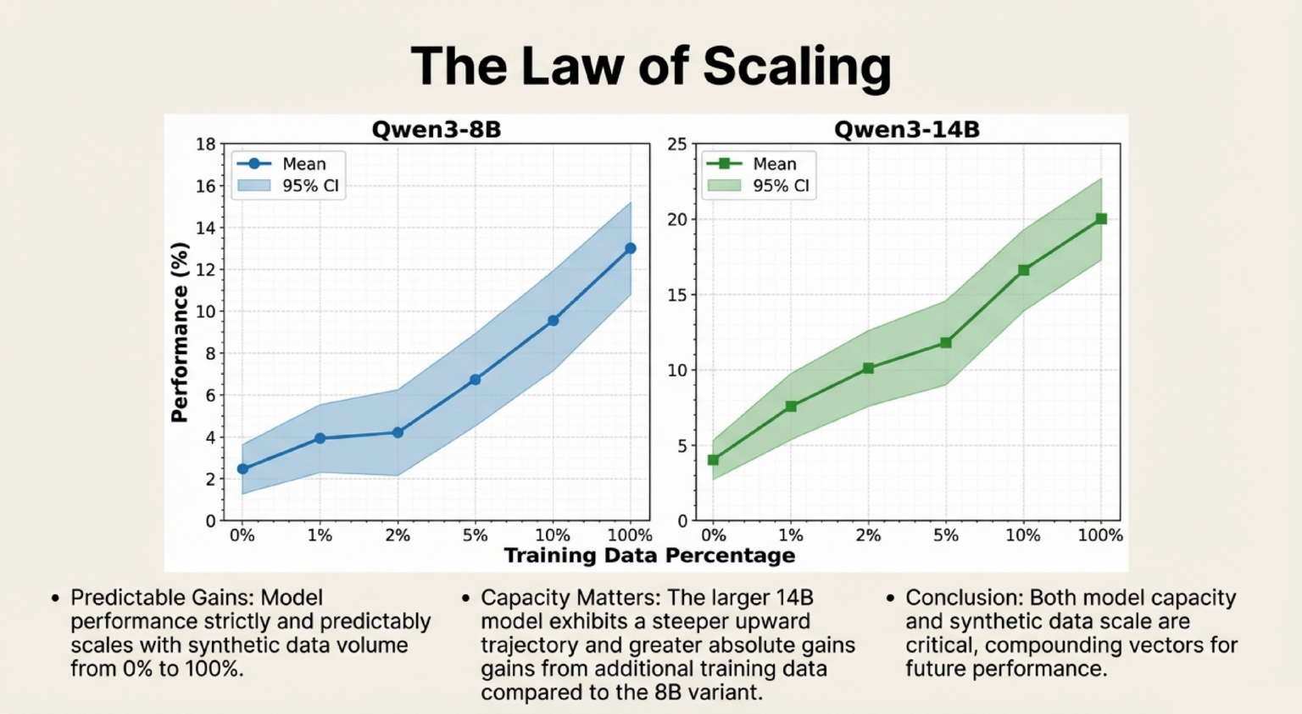We also observed a predictable law of scaling. As shown in the charts for the 8B and 14B models, performance strictly and predictably scales with synthetic data volume from 0% to 100%. Capacity matters, too. The larger 14B model exhibits a steeper upward trajectory. The conclusion is that both model capacity and synthetic data scale are critical, compounding vectors for future performance.